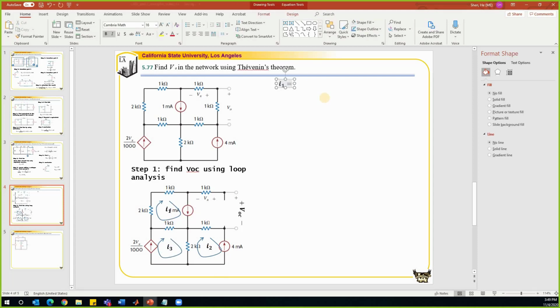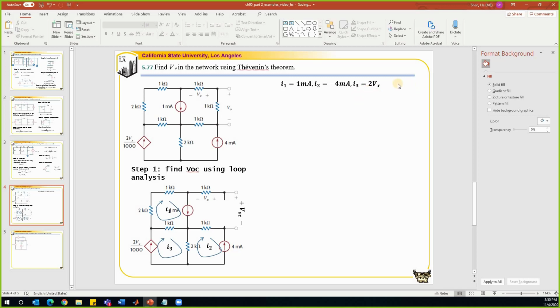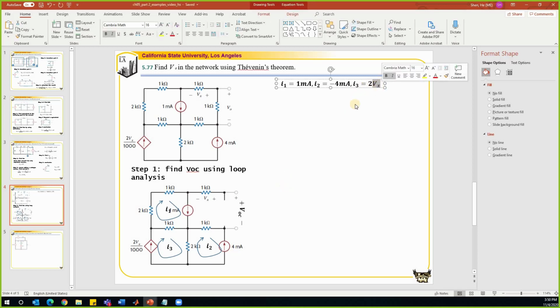1 milliamp. How about I2? -4 milliamp. And how about I3? 2Vx, right? It's 2Vx. So now we have these three currents and one additional unknown, which is Vx. We need to find this control variable in terms of I1, I2, and I3. Where is the Vx? Vx is defined over there.